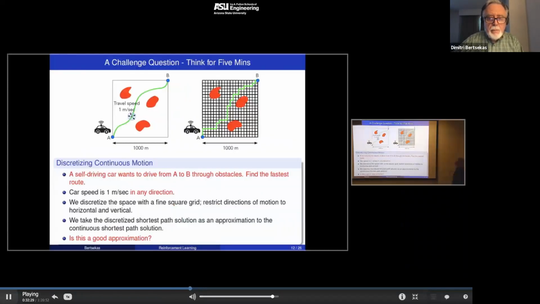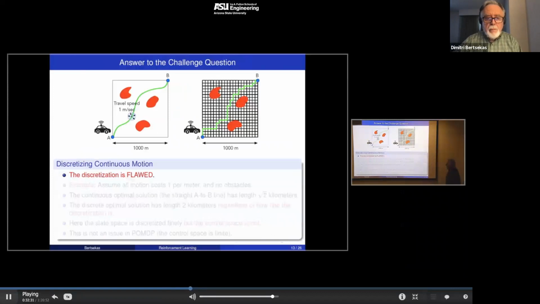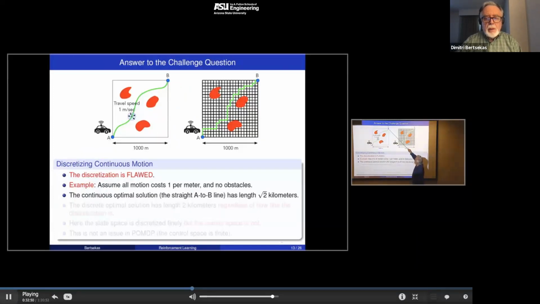Let me explain this a little more. Okay, the discretization is flawed, and here's an example. Assume that all motion costs 1 per meter, okay? And there are no obstacles. Then the continuous optimal solution is the straight A to B line. There are no obstacles here.